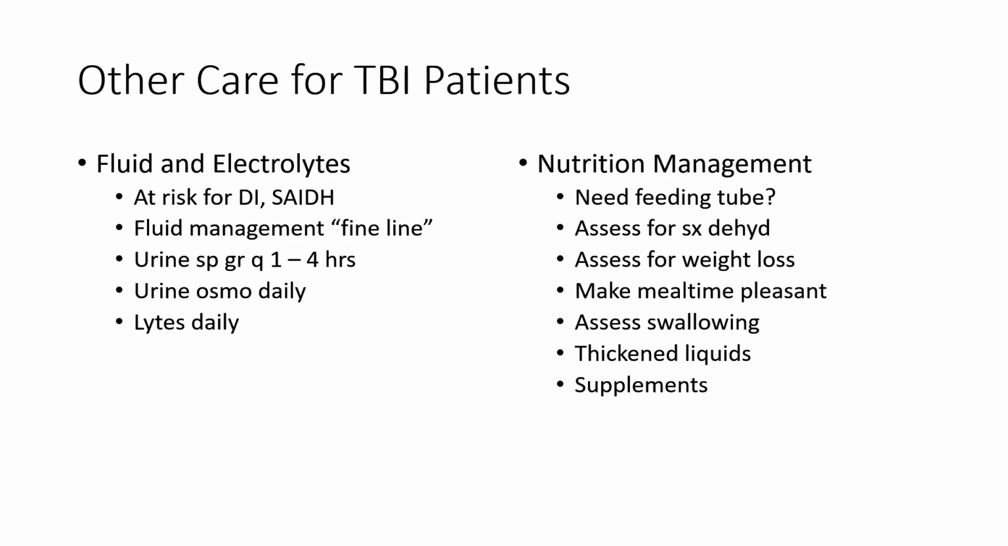Nutrition is a challenge if they're unable to eat or if they're unconscious. They may need a feeding tube. We need to make sure they're not getting dehydrated or losing weight. If they can eat later in their course of illness, we want to make mealtime pleasant and make sure that we're doing a good swallowing assessment, making sure that they are not showing signs of aspiration, such as coughing or choking or dribbling. They may need thickened liquids, and they may need oral supplements like Ensure, Trauma-Cal, or those supplements that come in a can or box.